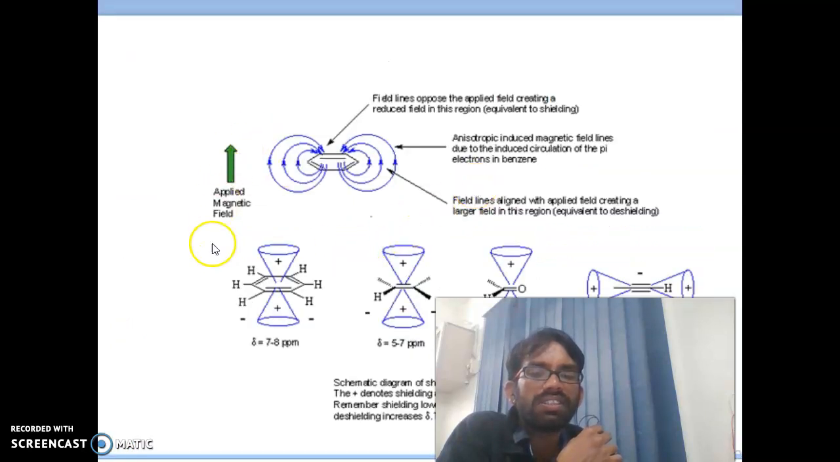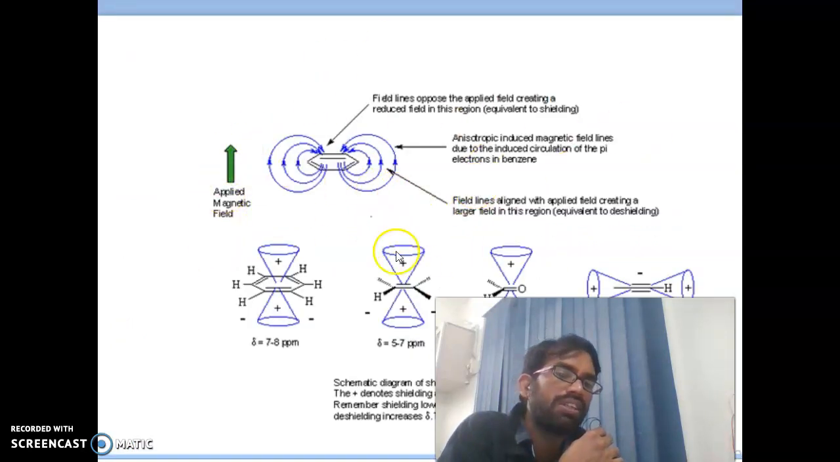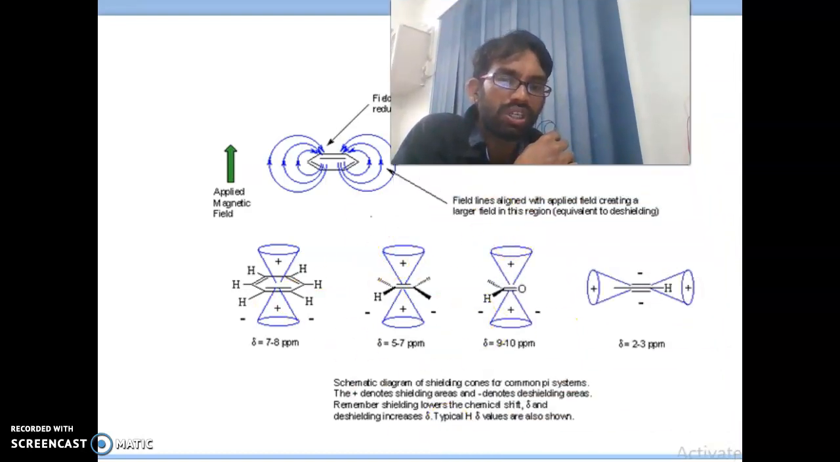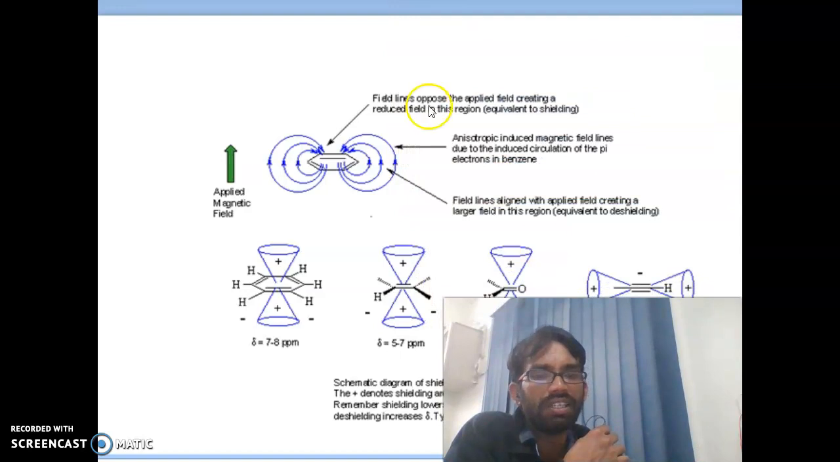Next, see this is the applied magnetic field, how that ring current shift will happen, and you can see how the ppm levels will be changed. The picture you can easily understand.